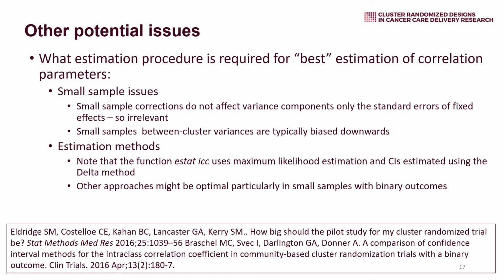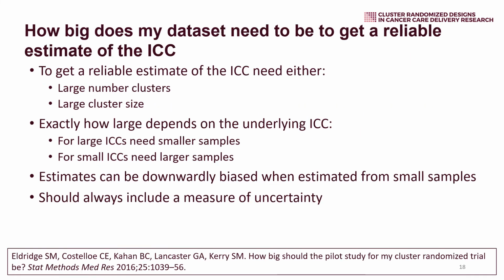The other thing to note is that this function, estat ICC, that we've used here, uses maximum likelihood estimation and confidence intervals using the delta method. Other approaches, rather than the delta method, might be optimal, particularly in small samples with binary outcomes. So estat ICC is just one method for estimating these confidence intervals, and there are others available that might be more optimal in some situations.